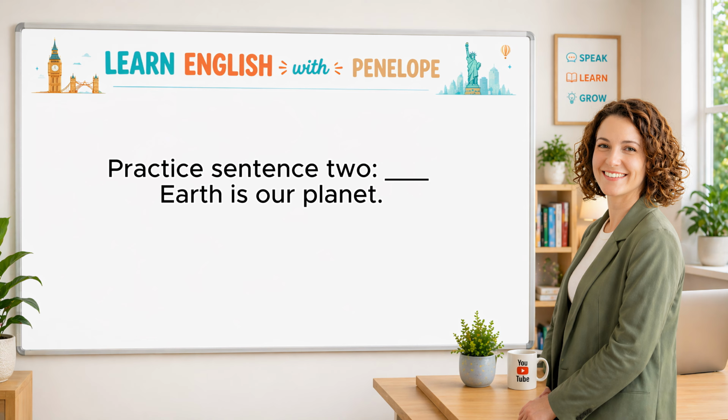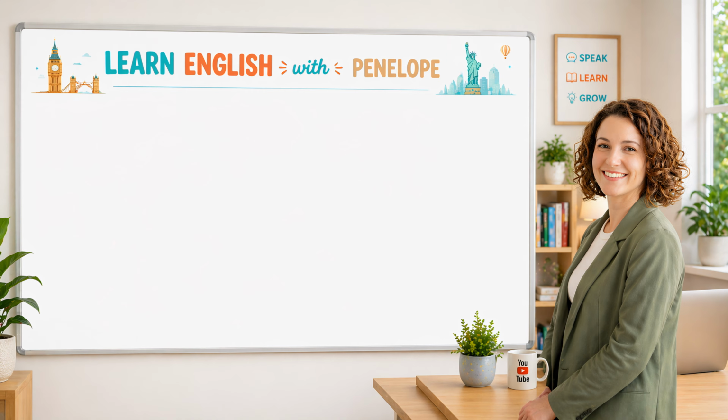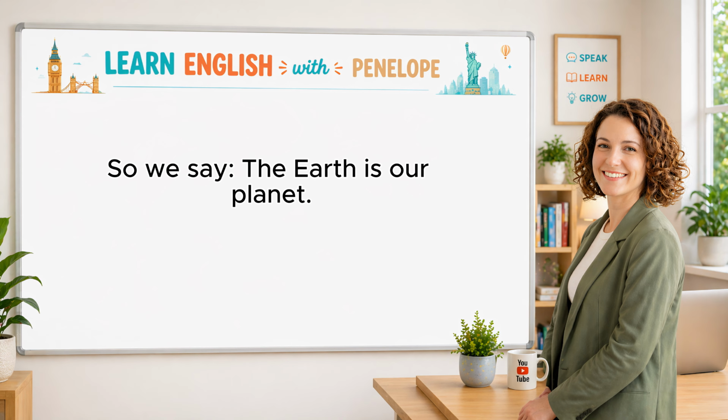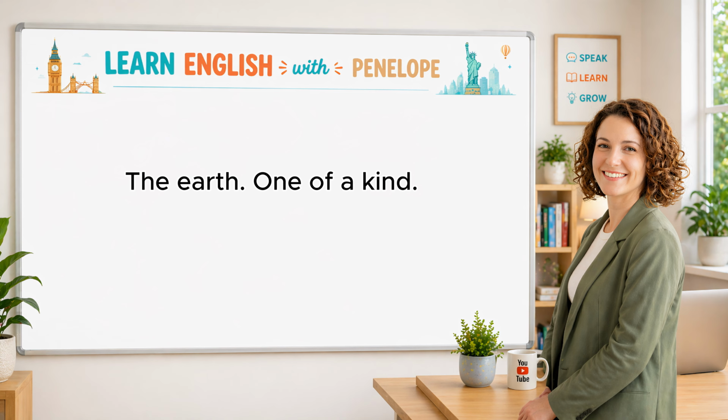Practice sentence 2. Blank Earth is our planet. Is there only one Earth? Yes, there is only one Earth in our solar system. So we say, the Earth is our planet. The Earth. One of a kind.